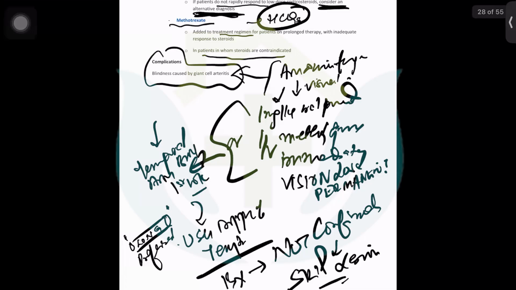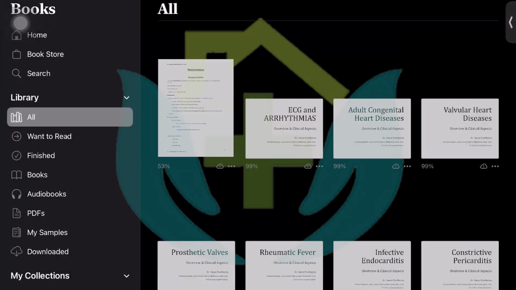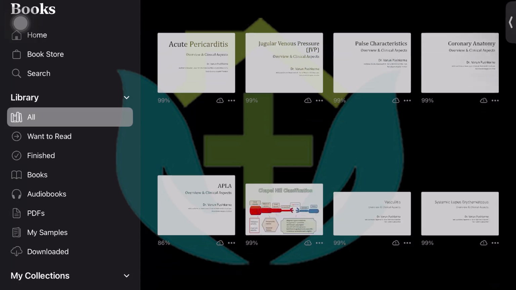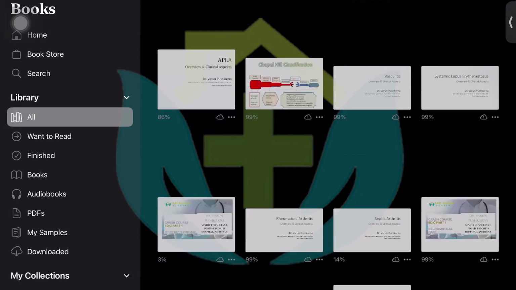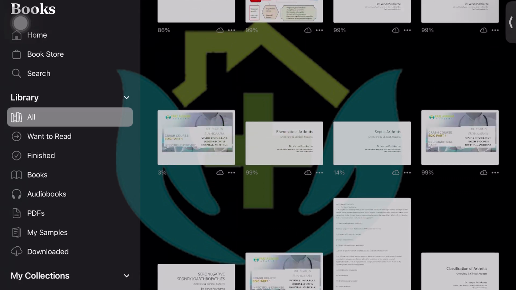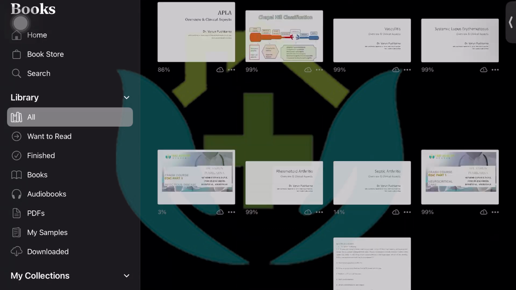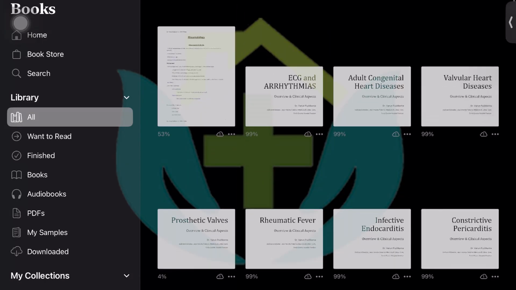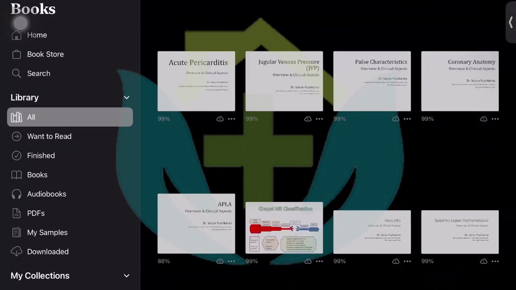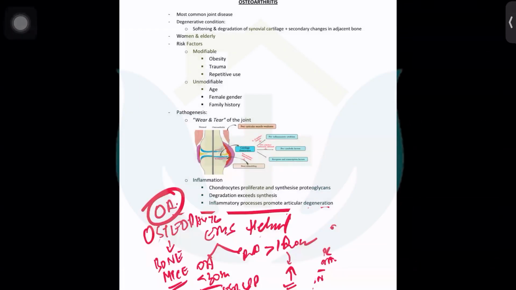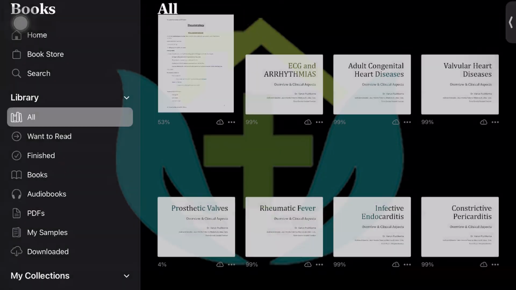I don't think I have polymyalgia rheumatica questions. But then it is definitely associated with giant cell arteritis. All right. What is the next topic? Osteoarthritis we will do later. First, we will do septic arthritis.